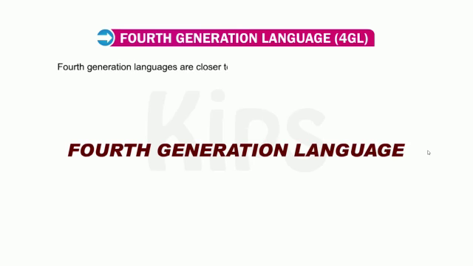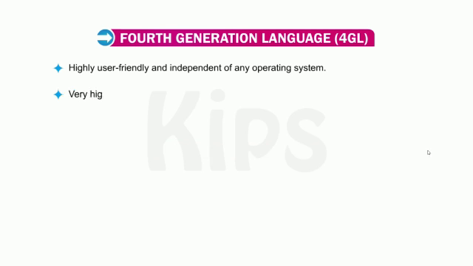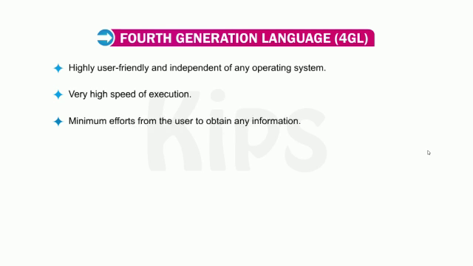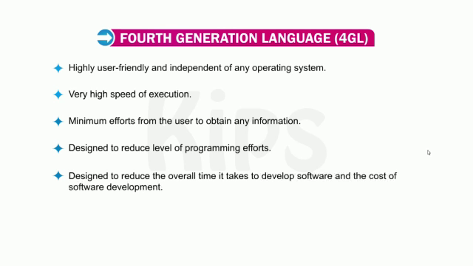Let us now move on and talk about the fourth generation language, 4GL. Fourth generation languages are closer to human language than any other high-level languages. Fourth generation languages are a combination of languages with the following features: highly user-friendly and independent of any operating system; very high speed of execution; minimum efforts from the user to obtain any information; designed to reduce level of programming efforts; designed to reduce the overall time it takes to develop software and the cost of software development.